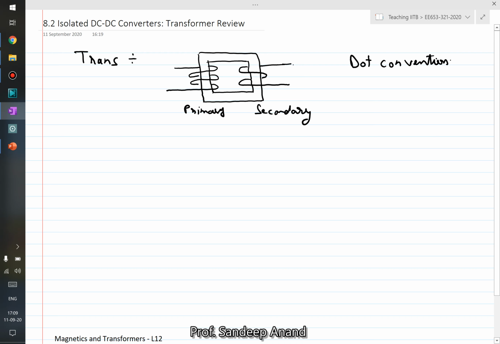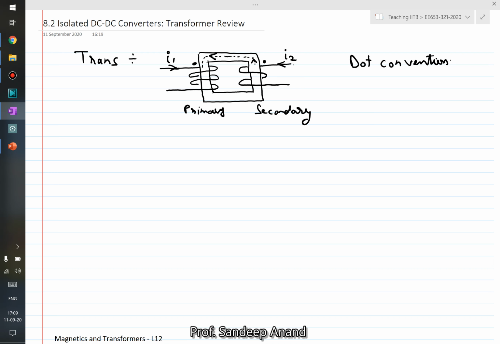So what is the dot convention? If current is going in one side, and it produces a flux in a certain direction. So if this is the current, how would it produce flux? We can use the right hand thumb rule, and the flux direction would be in this way. So if the current I1 goes into one of the dots, it produces a flux in the core. Then if the current flows into the dot of the secondary winding, that would further produce flux which would aid the flux produced by current 1.